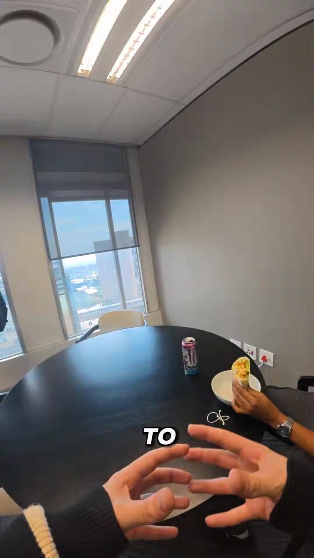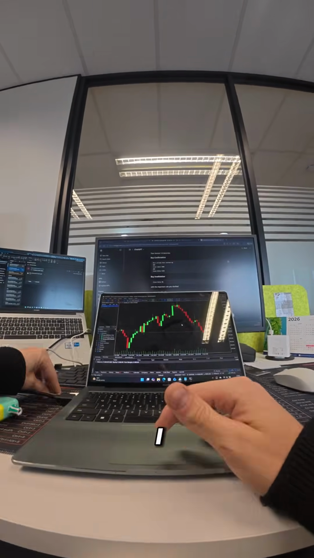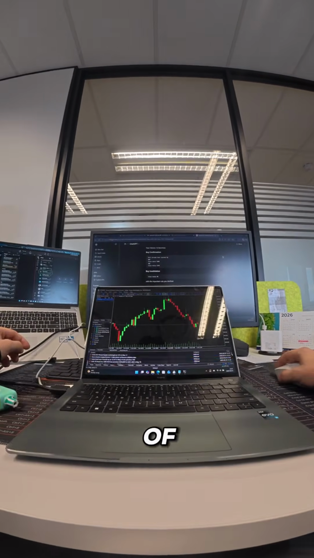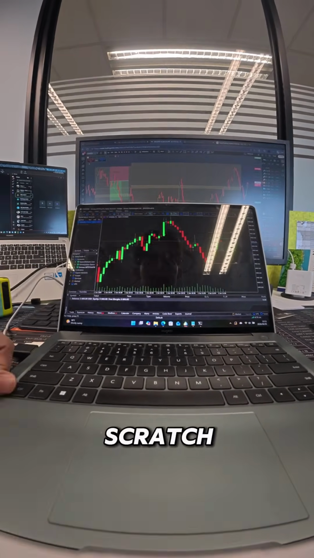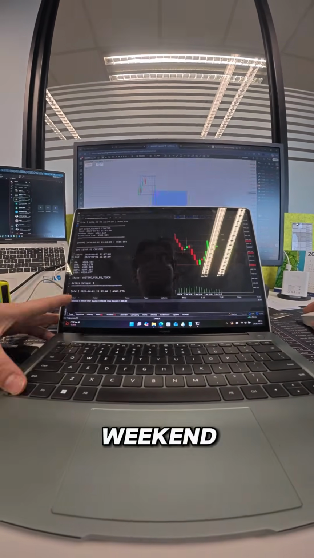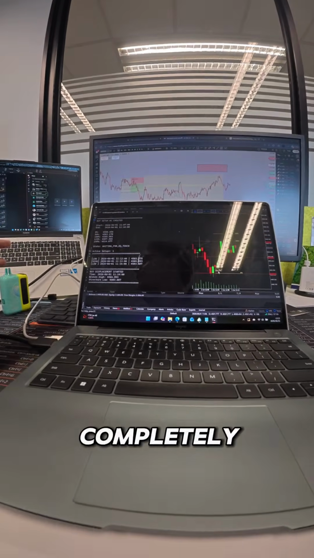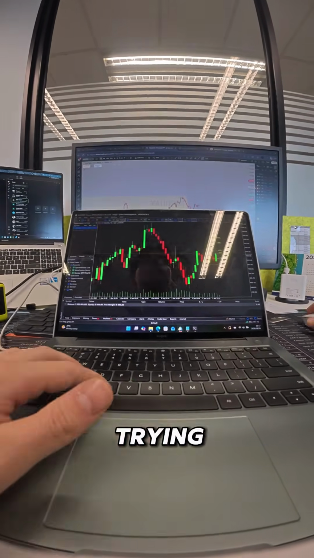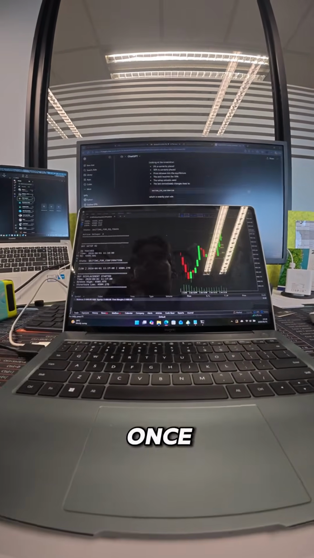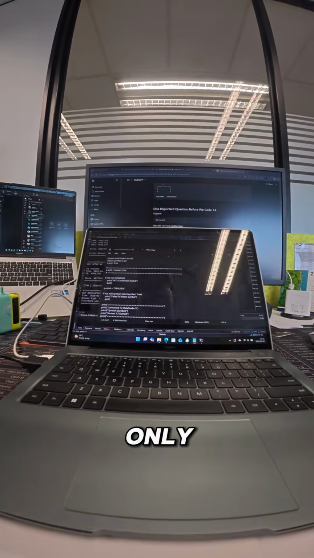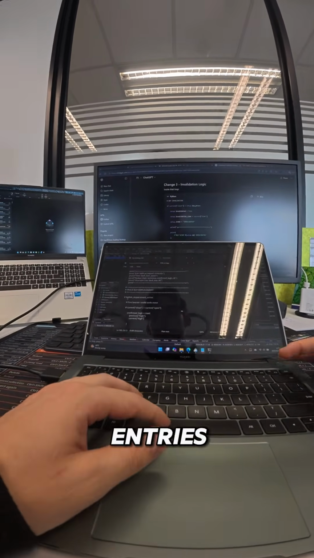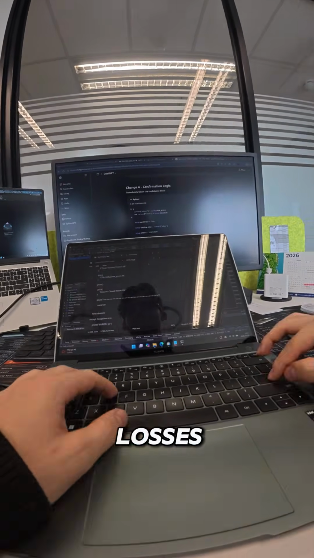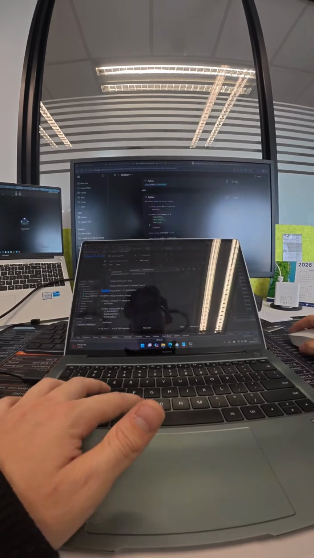The more I tried to patch the code, the more problems I seemed to create, so instead of continuing down that road, I decided to scrap everything and start from scratch. Over the weekend, I rebuilt the project with a completely different approach. Rather than trying to build the entire trading bot all at once, I focused on only identifying highs and lows correctly. No entries, no take profits, no stop losses, just highs and lows.